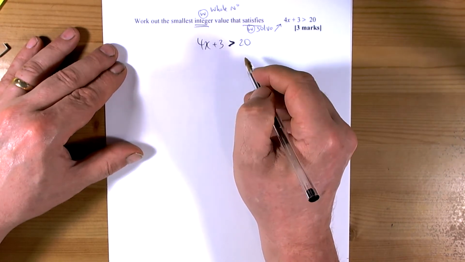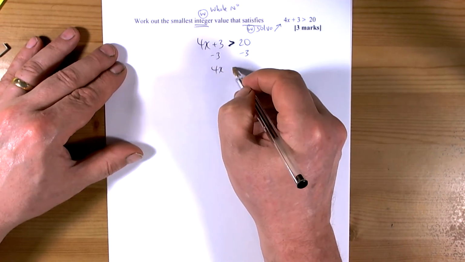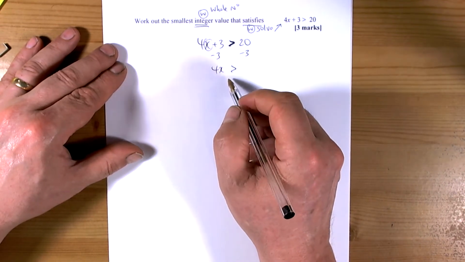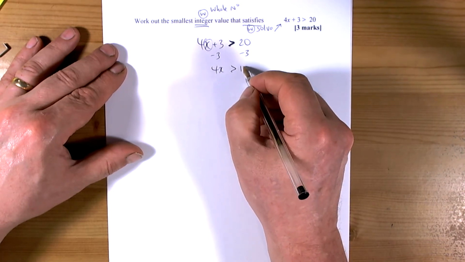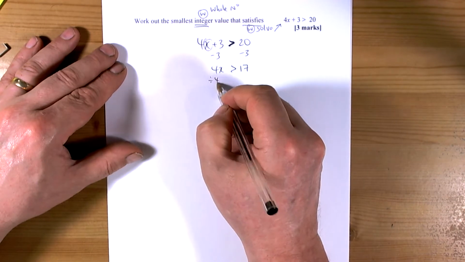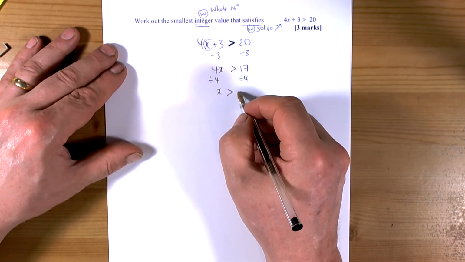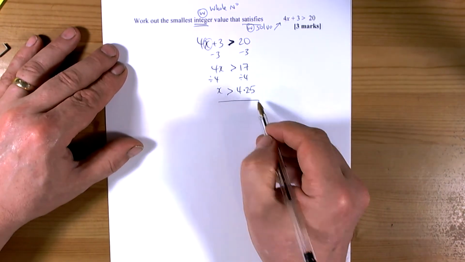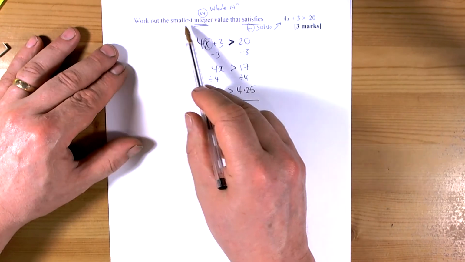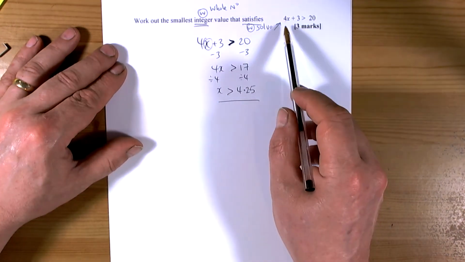So we're going to take away 3 from both sides, because we're trying to get the value of x, so we're trying to get x on its own. The inequality sign stays the same. 20 take away 3 is 17, then we divide by 4, so we get our 1x. 17 divided by 4 is 4.25. So this is saying the x values have to be greater than 4.25 to make this true.